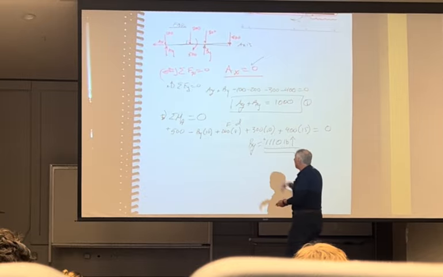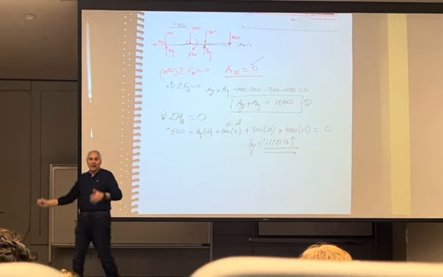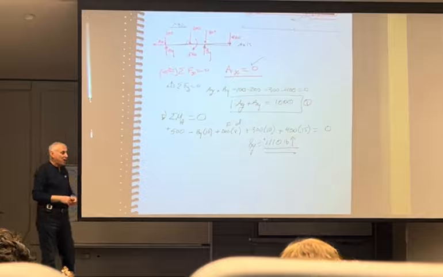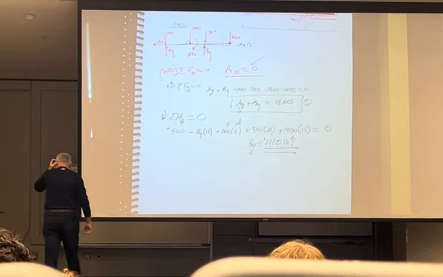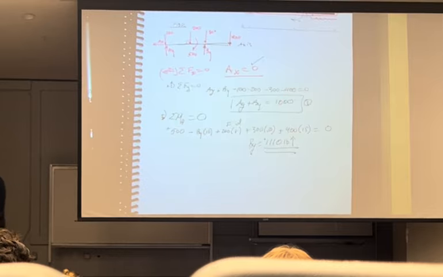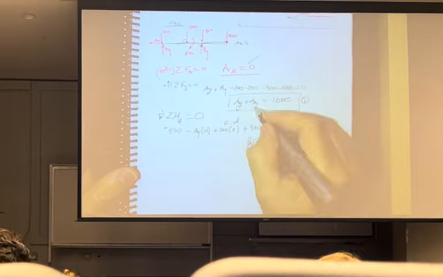So I assumed AY upward, BY upward, AX to the left. I could have just said AY downward, BY downward. I could have done whatever. Okay? So now I take this value and I back substitute into here.